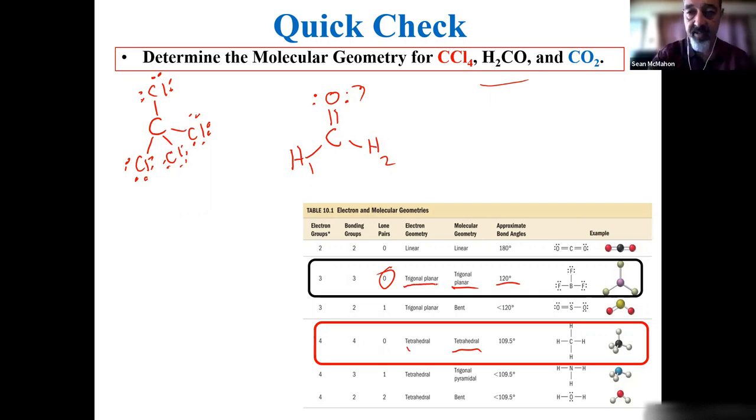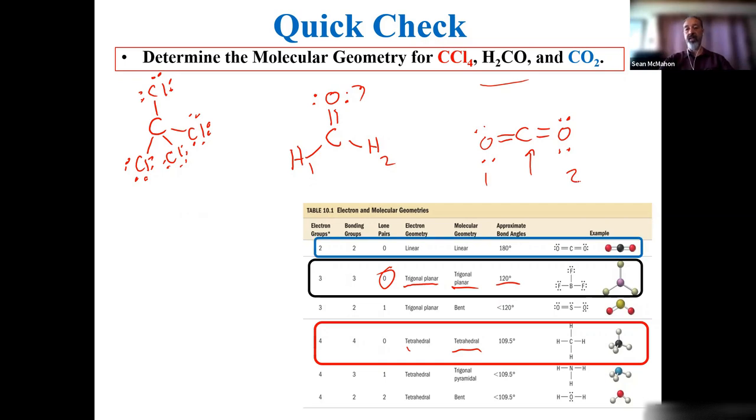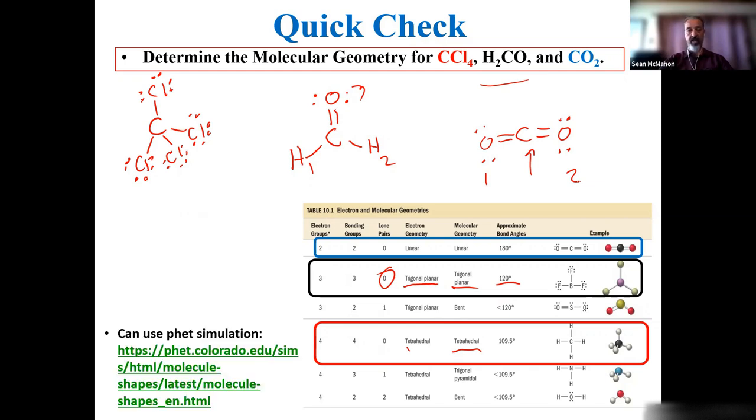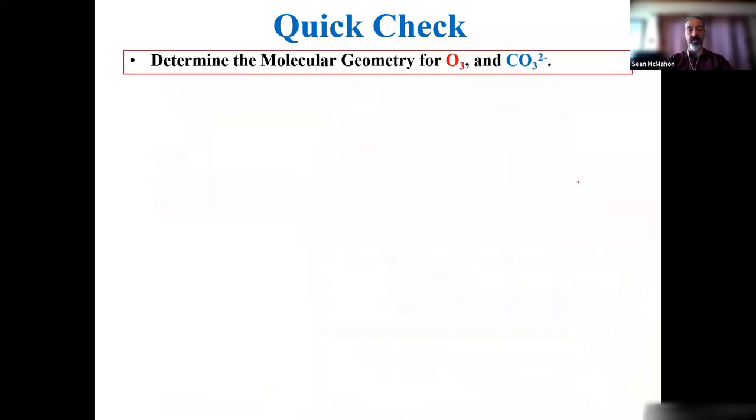Last but not least, we have the CO2, and we see that this carbon has no lone pairs, and it has 1, 2 electron groups, 2 atoms, so it's linear, both for electron geometry and molecular geometry, and there's no distortion of the 180. You can always refer to the PhET simulation for more practice.